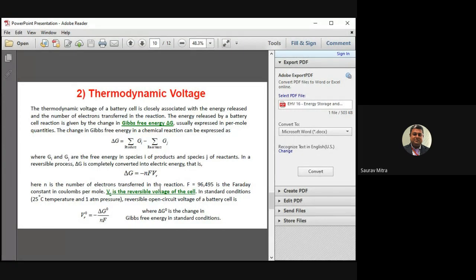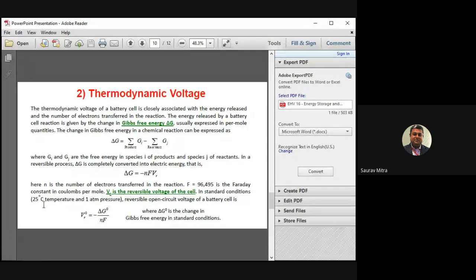N is the number of electrons transferred in the reaction, that means an electrochemical reaction. F is the Faraday's number, a constant 96495. We have done this in 12th. And there is something else, which is VR, the reversible voltage of the cell. I'm sorry, it is VR, not V gamma.